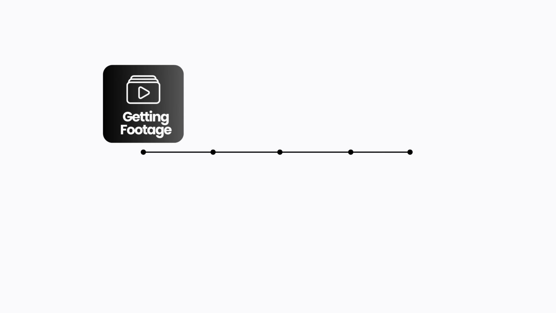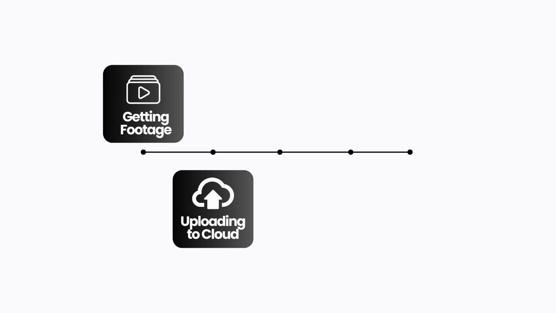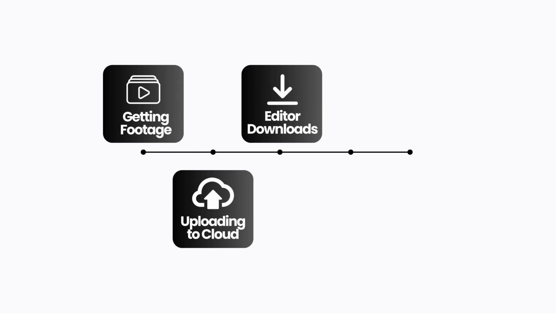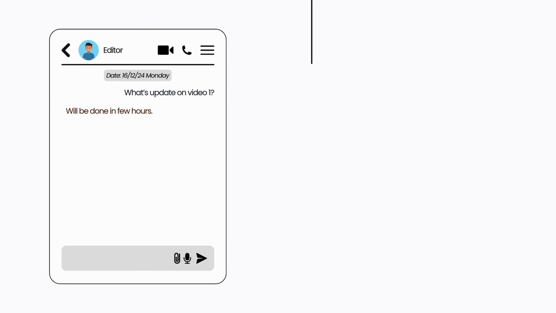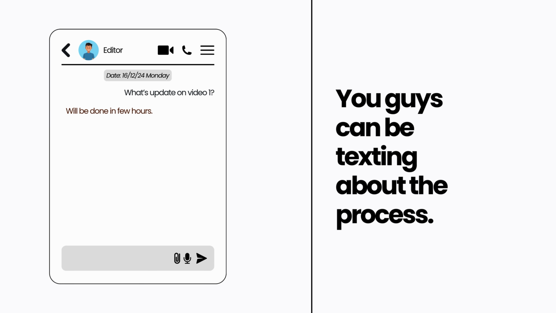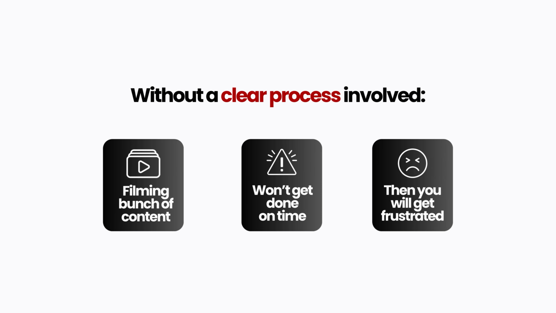But when you look to bring in an editor and replace yourself, you now run into a new issue. You are now going to be taking the footage, uploading it to a centralized location, a cloud, then that person's going to be downloading it. Then they also have to edit it, get it done on time, then you can post it, right? So there's more steps involved in the process. When you have a smaller team, yourself, maybe one other person, you guys can be texting about the process. But when you want to remove yourself even more from the creation process, whether it's ideation, filming, or editing, there has to be a clear process involved, or else you're going to film a bunch of content, it's not going to get done, and you're going to be very, very frustrated.